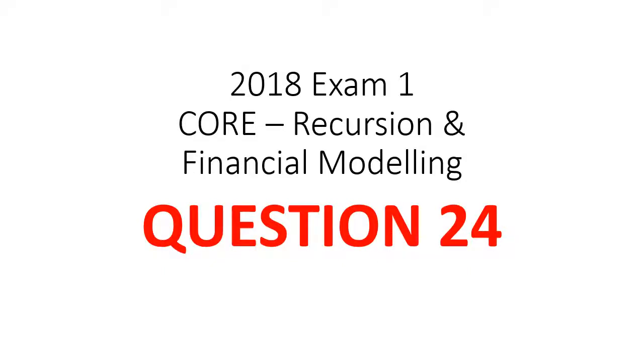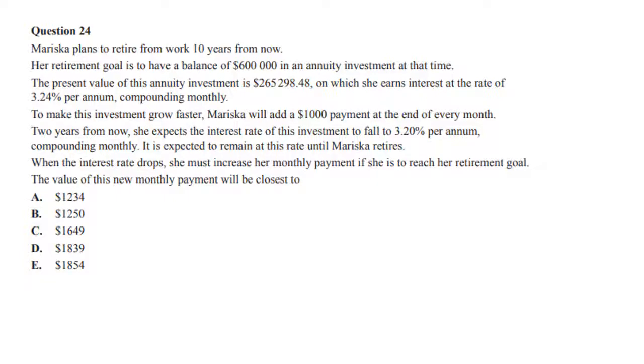2018 Exam 1 Core Recursion and Financial Modeling, question 24. Okay, this one smells like Financial Solver, and since we've done a Financial Solver before, it should also smell like a two-stepper is coming. And so what do we mean by a two-stepper? We've got to do 2 steps on this. So we've got to do a calculation and then use the answer for that calculation to feed into the next stage. So how does this work?